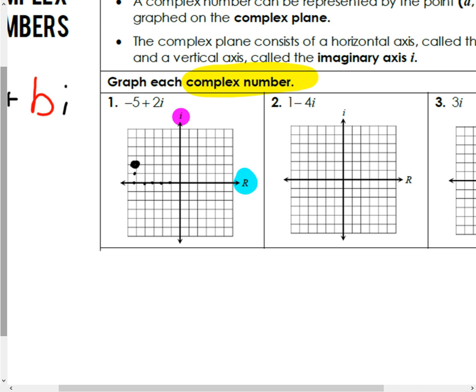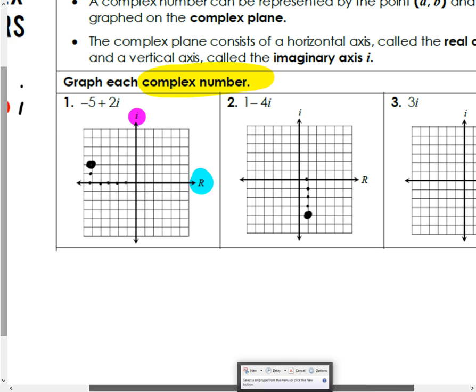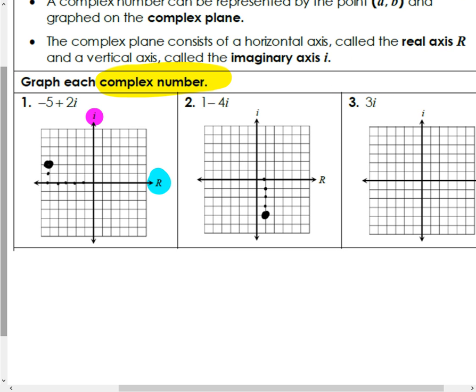We can do the same thing here for number 2. 1 to the right, 4 down, and I get a dot right there. Taking a look at the very last example then, note that there is no real part to number 3. I just get the 3i, so I'm not moving left or right at all. I'm just going up 3. So hopefully this part isn't too crazy. You can think about graphing your complex numbers in that a plus bi form the same way you graph an xy coordinate pair.